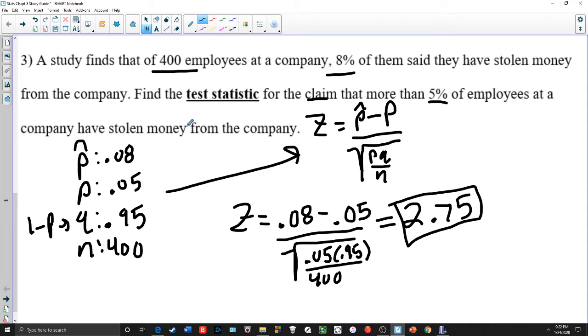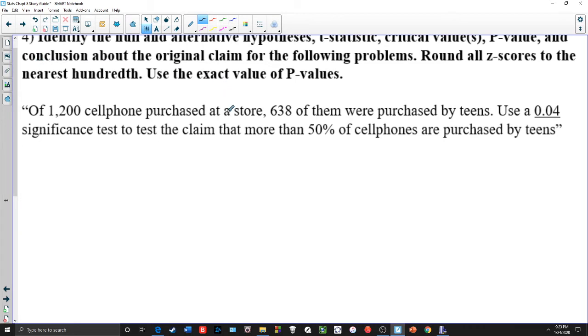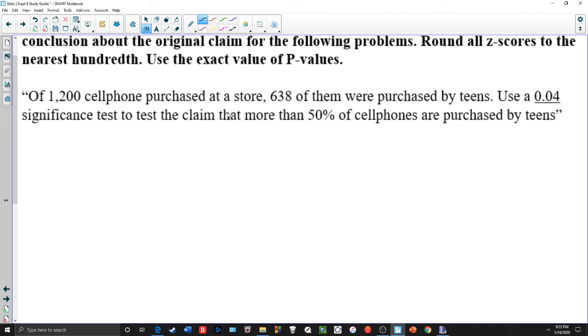So the first three were just kind of bits and pieces of the problem. Let's look at one that will take the problem from start to finish here. All right? So this one says identify the null and alternative hypotheses, t-stat, critical value, p-value, and state a conclusion. So basically analyze this data. So again, give us supports, doesn't support, reject, fail to reject. It just wants everything done. So let's go ahead and see what we're going to do.